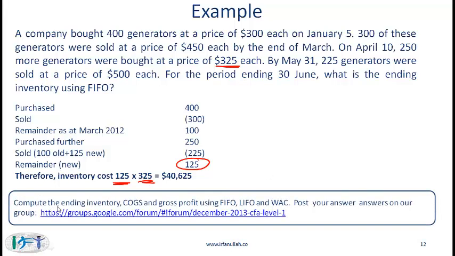What I want you to do now is also compute the ending inventory, cost of goods sold, and gross profit using all the methods, FIFO, LIFO, and weighted average cost, and post your answer on our group, which is given right here. You have been asked to join this group. I think it is useful if you post your answers and then also compare with what your colleagues are doing.